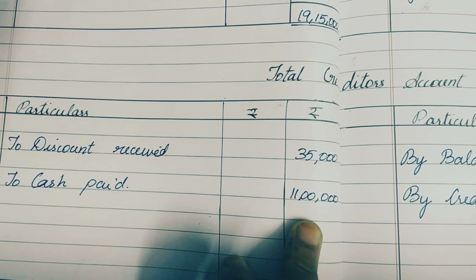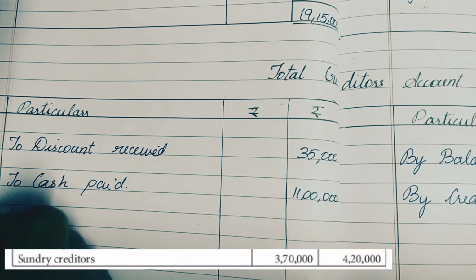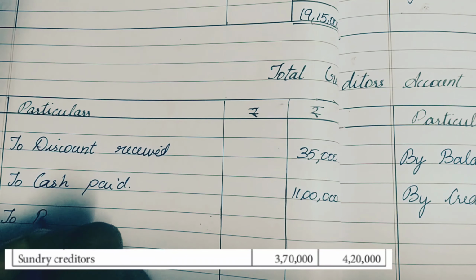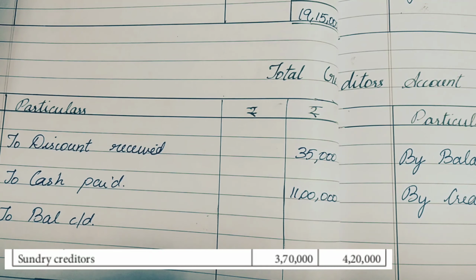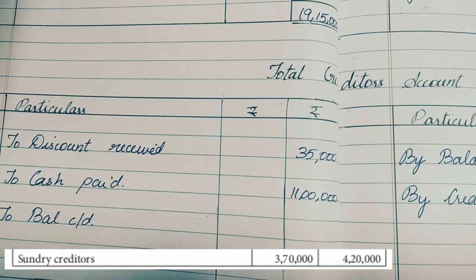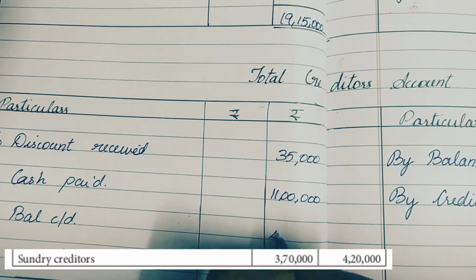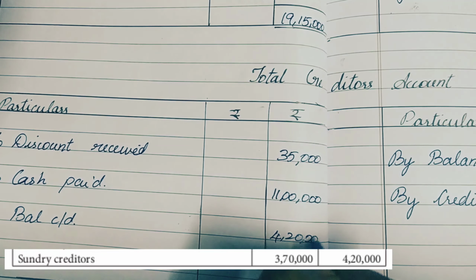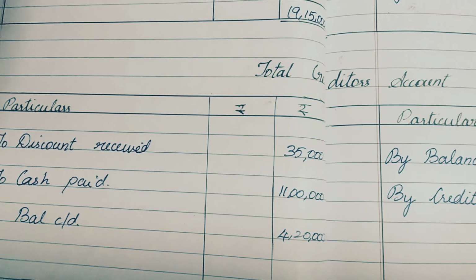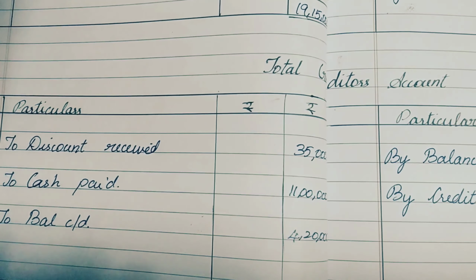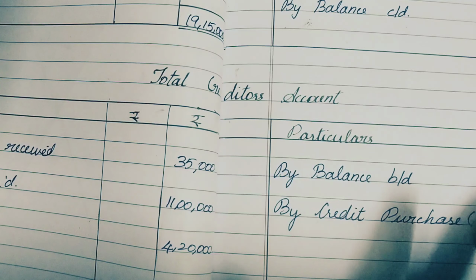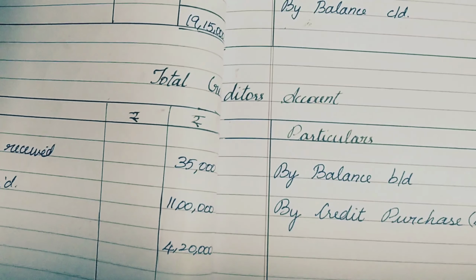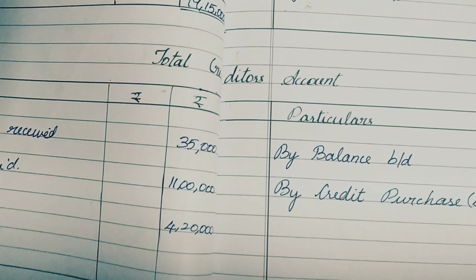So after discount and cash paid, it is only the closing balance of the creditors, that is balance carried down. So this can be taken from the first tabular column in the problem, sundry creditors as on 31/3/2019, which is 4,20,000. So that is our last item. So when I compare and see, my debit side is more than my credit side. My credit side has only 3,70,000. My debit side has a total of 15,55,000. So that's going to be the grand total.